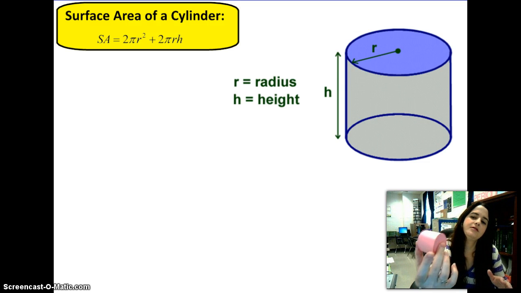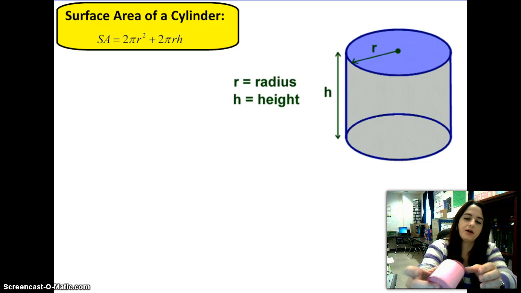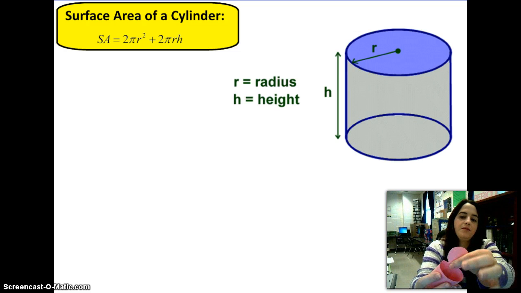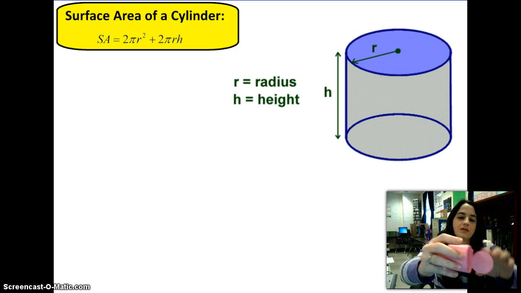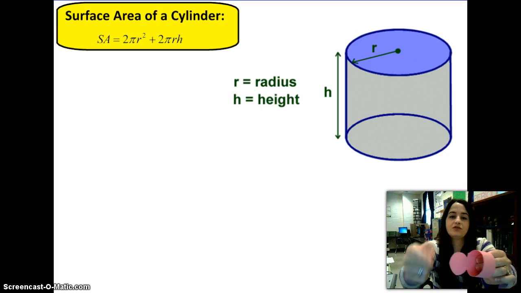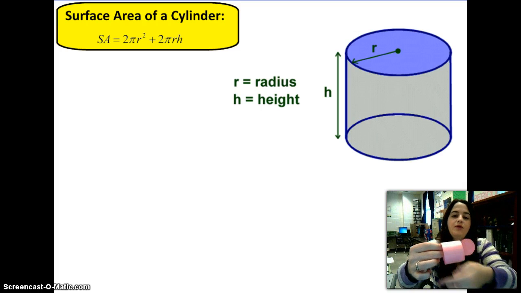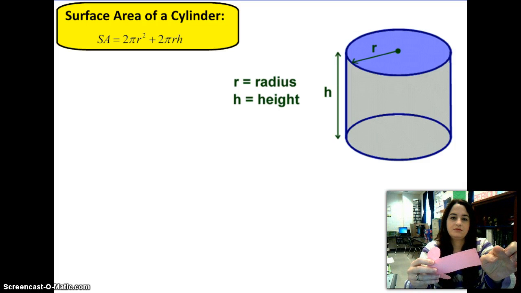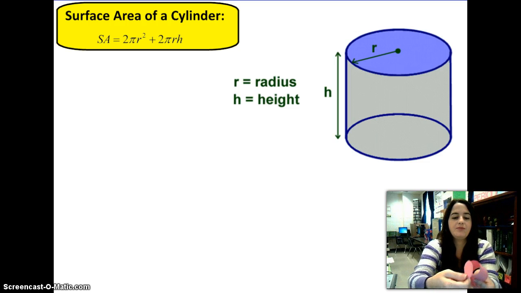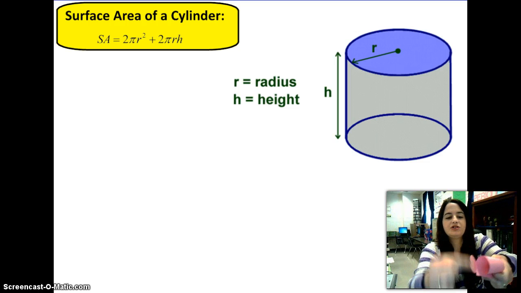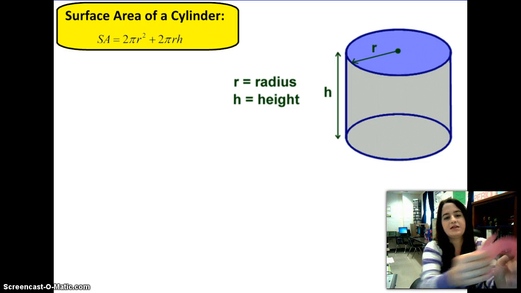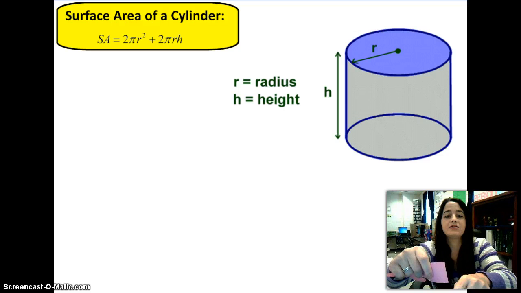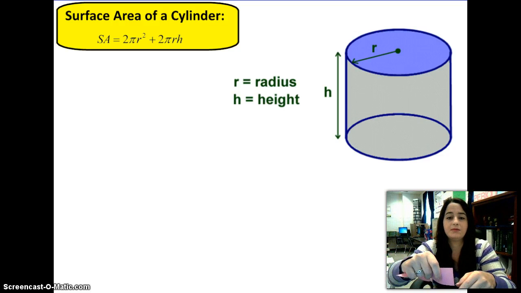Okay, you see it? If I were to take this apart, the top part would be a circle. The bottom part is a circle as well. And then when I take away this outside piece, I get a rectangular shape. The length of the rectangle is actually the circumference of the circle. And the width of the rectangle is going to be the height given in the problem.